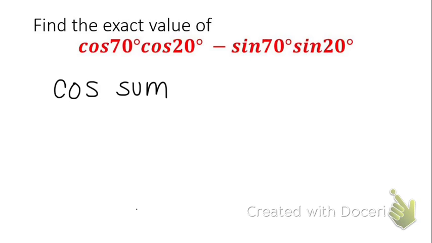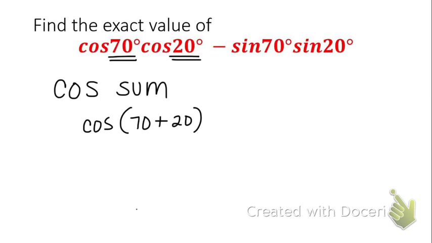Okay, so for Cosine Sum Formula, this is telling me that alpha is 70 and beta is 20. So this is saying find the cosine of 70 plus 20, which is what? What is 70 plus 20? 90. Now tell me what is the cosine of 90 degrees, and that is your final answer.